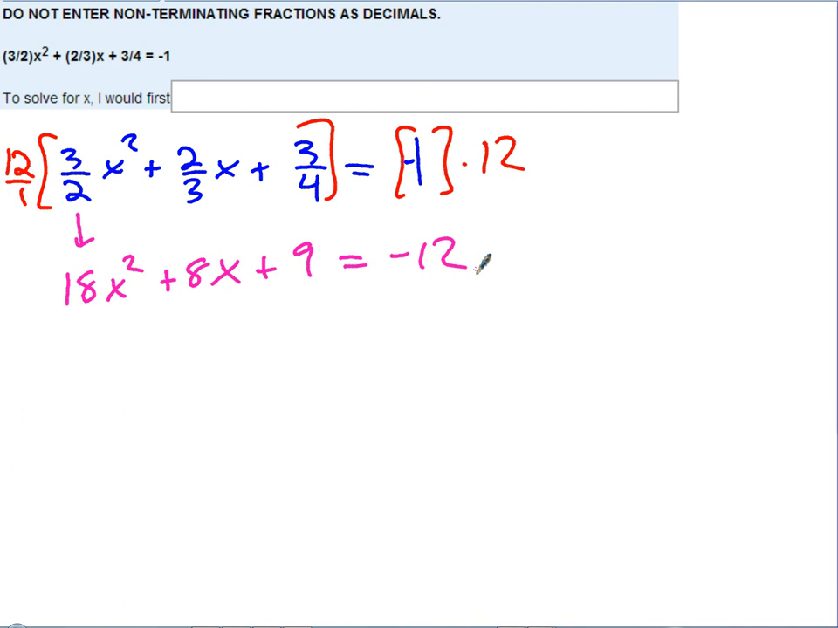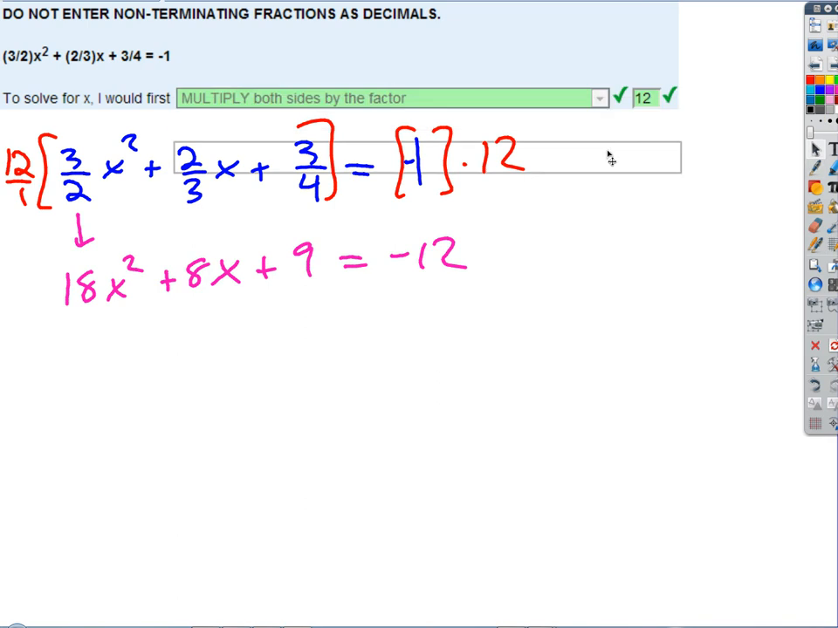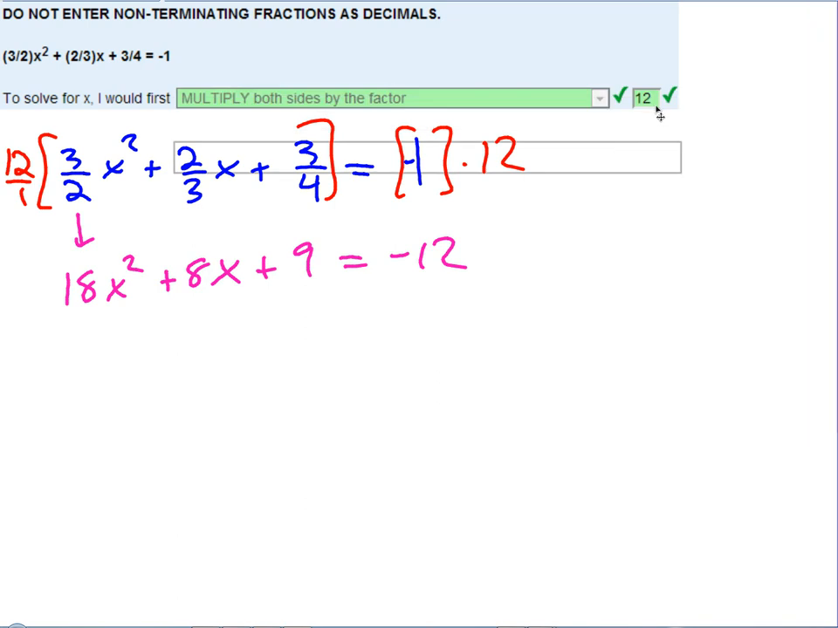Now that's a ton easier to deal with, right? Now we could add 12 to both sides and go to town on this thing, probably with the quadratic formula. But we don't want to mess with those fractions. So the best thing we could do first here is clear the fractions by multiplying both sides by 12. Okay?